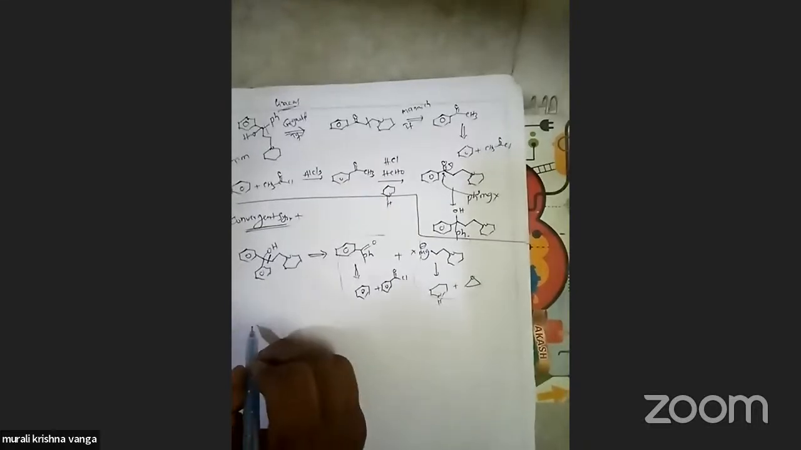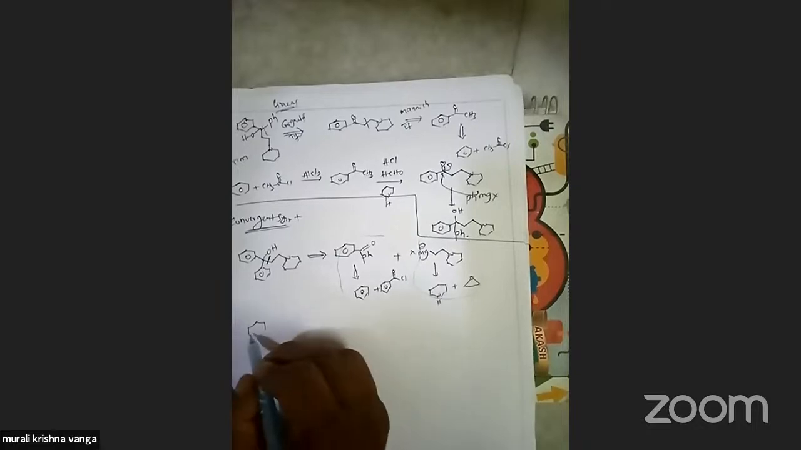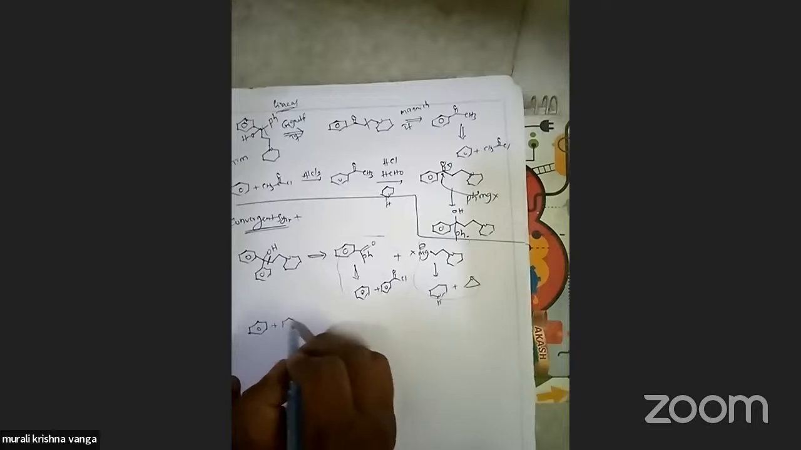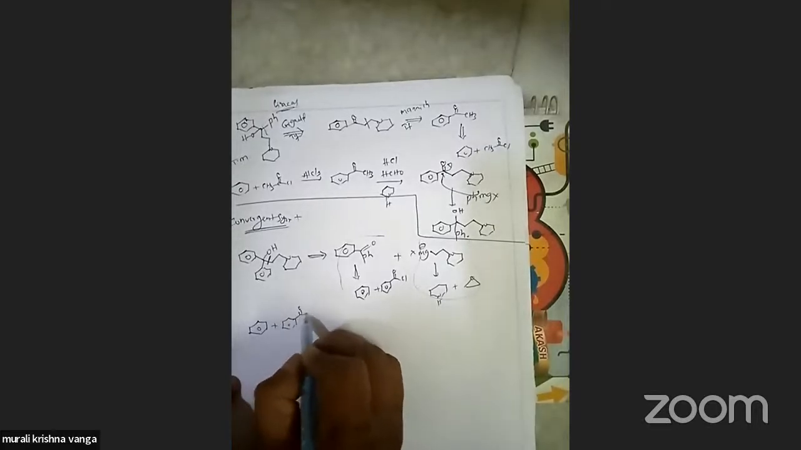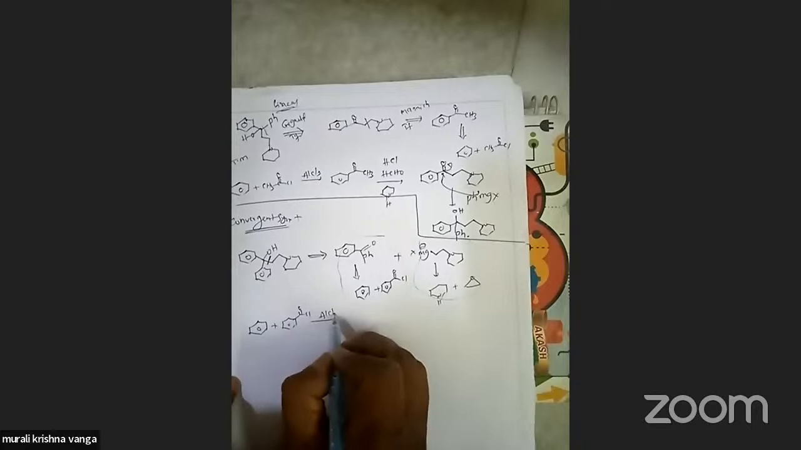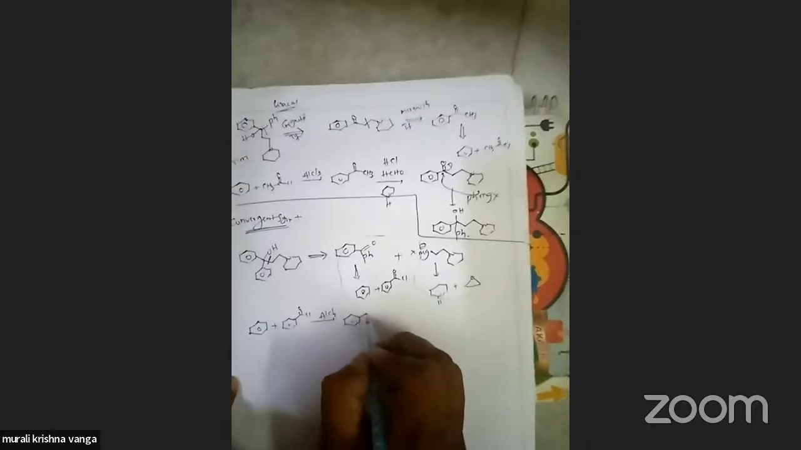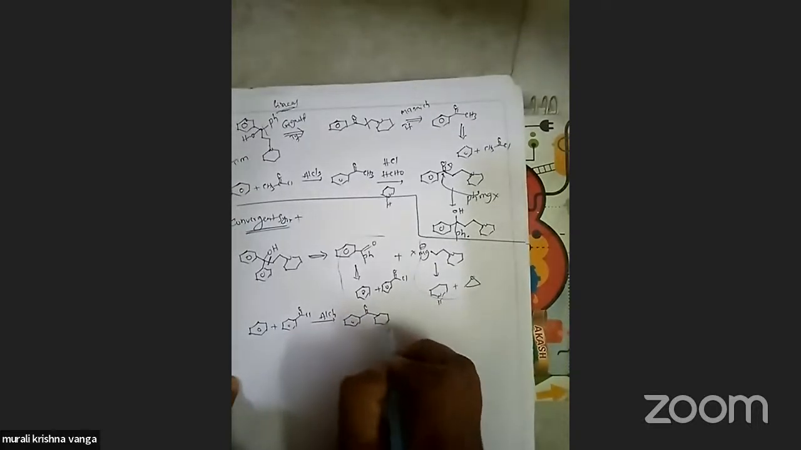So in convergent synthesis, as I already told you, half of the molecule is synthesized separately, and the other half of the molecule is synthesized in a separate way. These two intermediates are combined, then product formation takes place. Here, benzene reacting with benzoyl chloride undergoes AlCl3 Friedel-Crafts acylation.